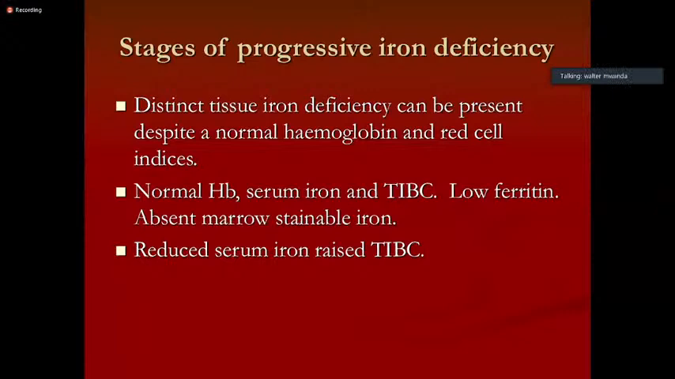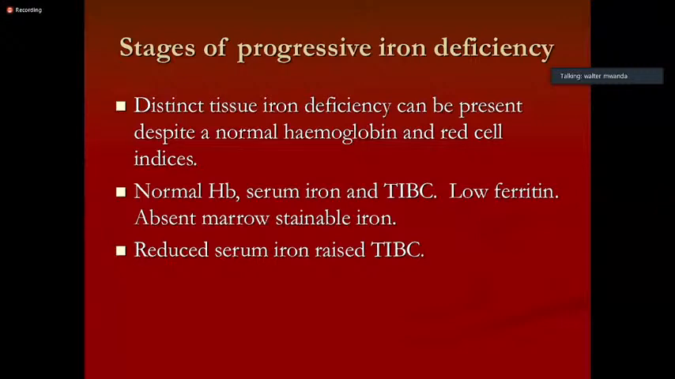As in the case of iron deficiency leading to microcytosis, it starts with distinct tissue iron deficiency. In other words, the iron contents in the tissues decrease. However, there is still normal hemoglobin and normal red cell indices. In the second stage, there may be still normal hemoglobin and serum iron and total iron binding capacity.